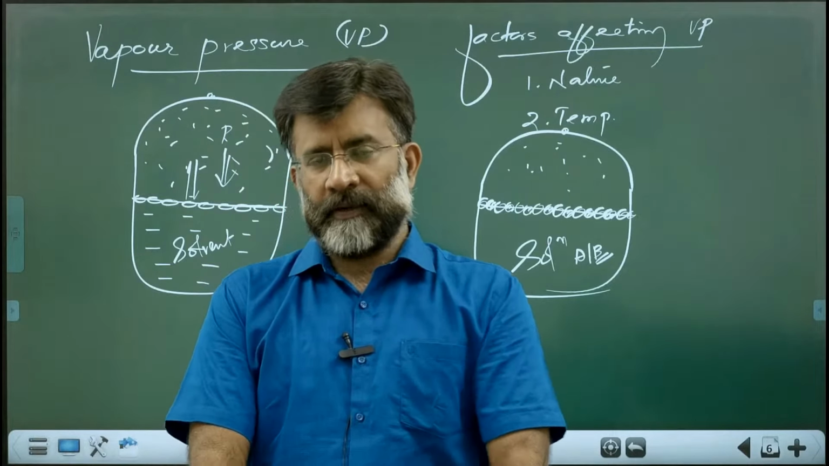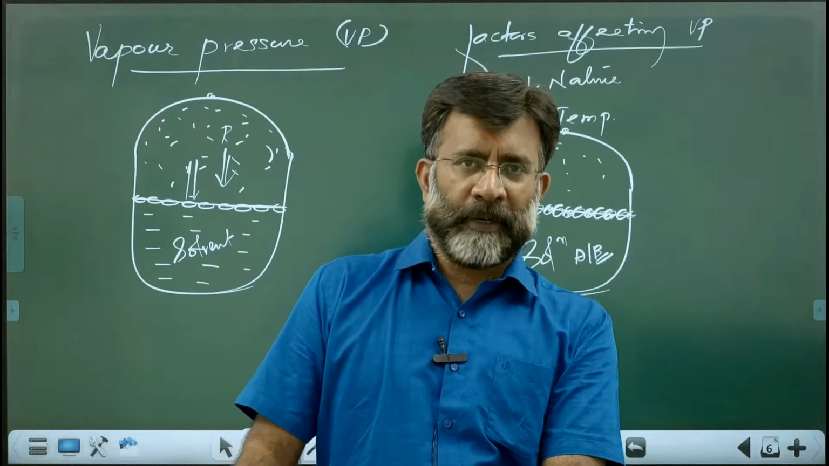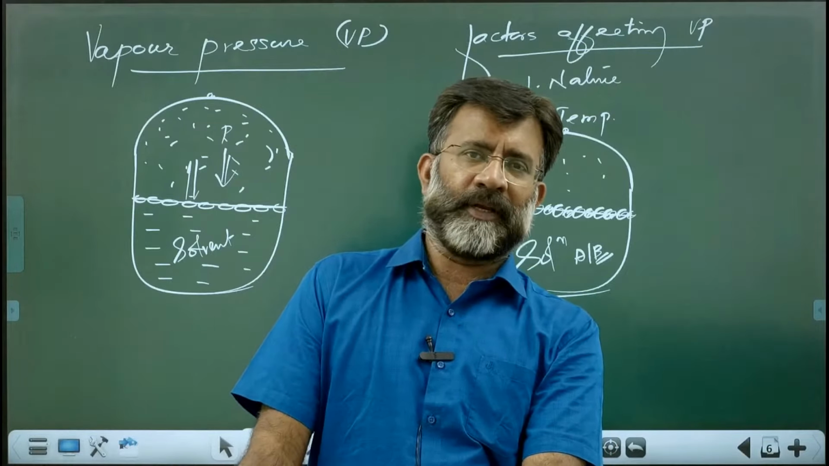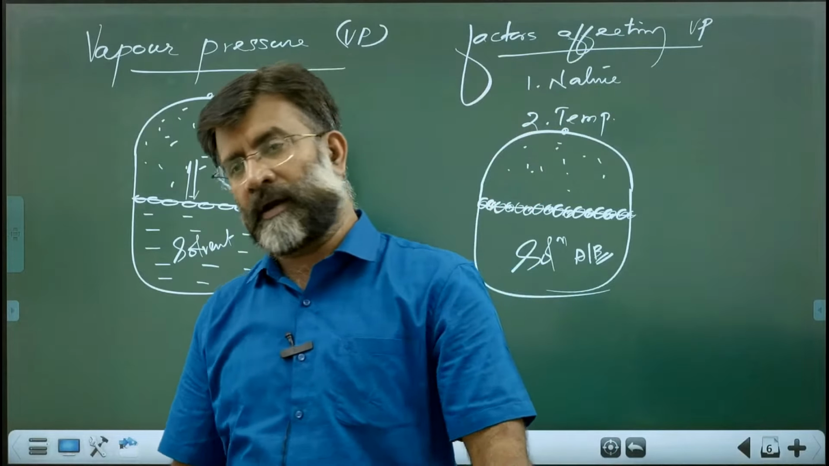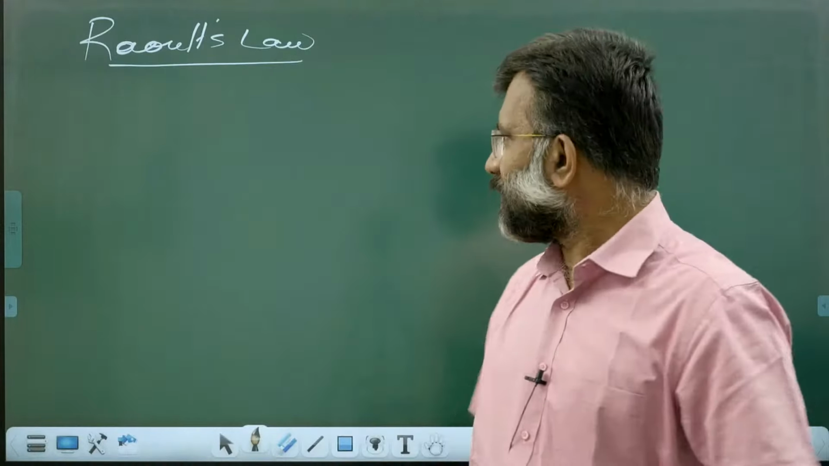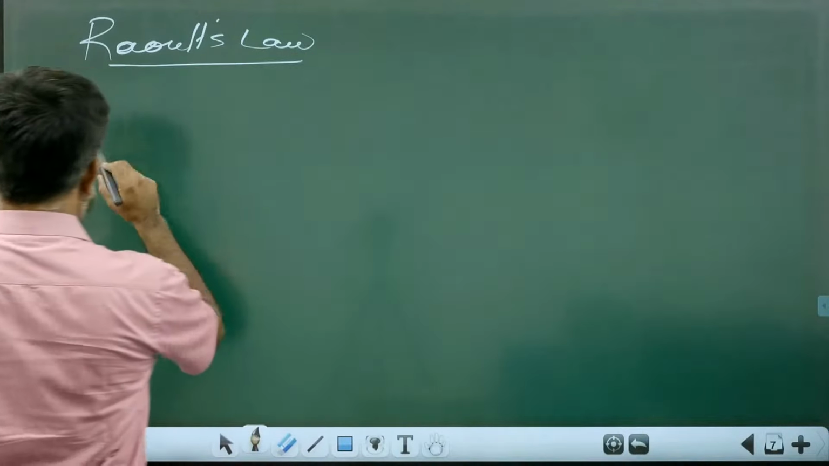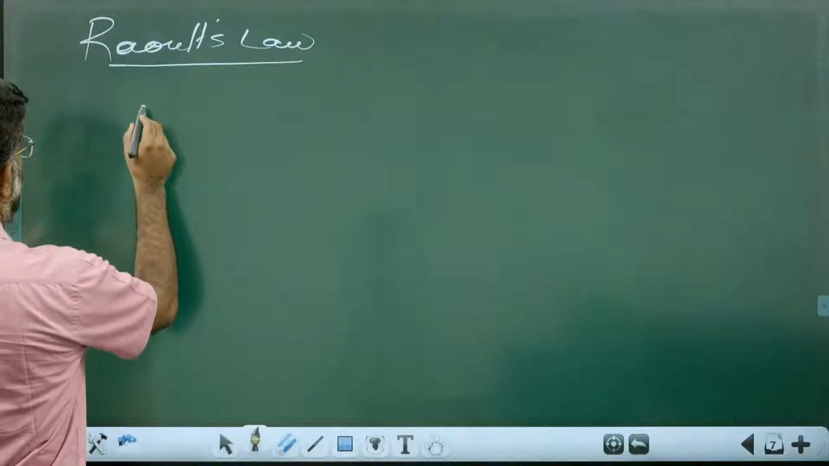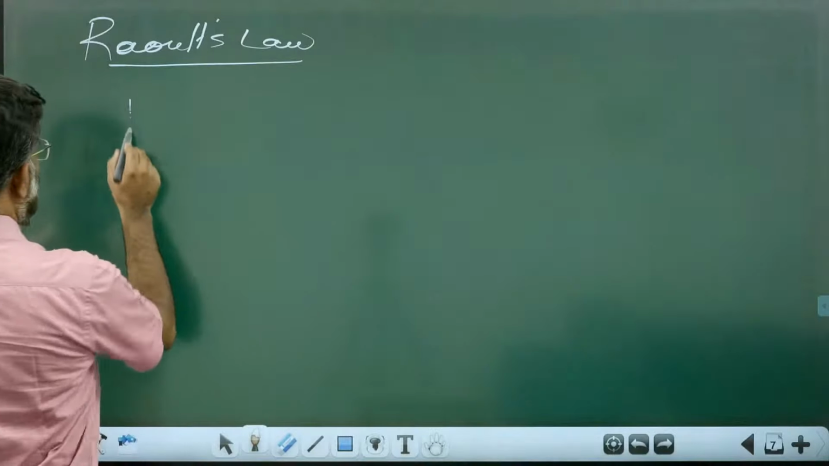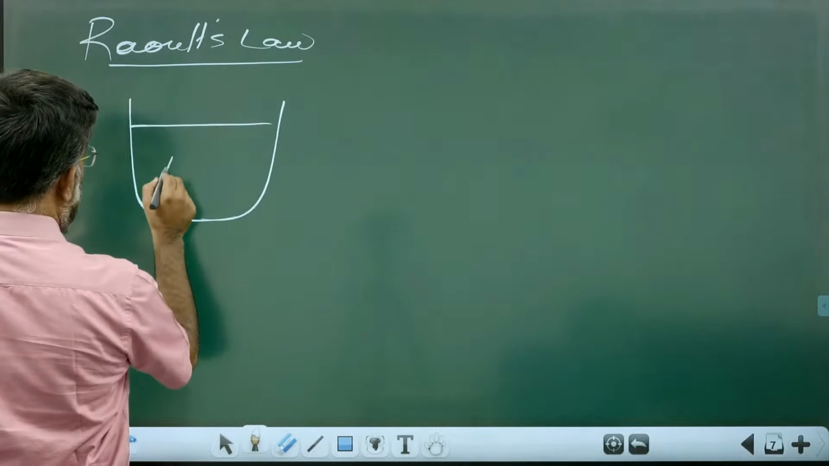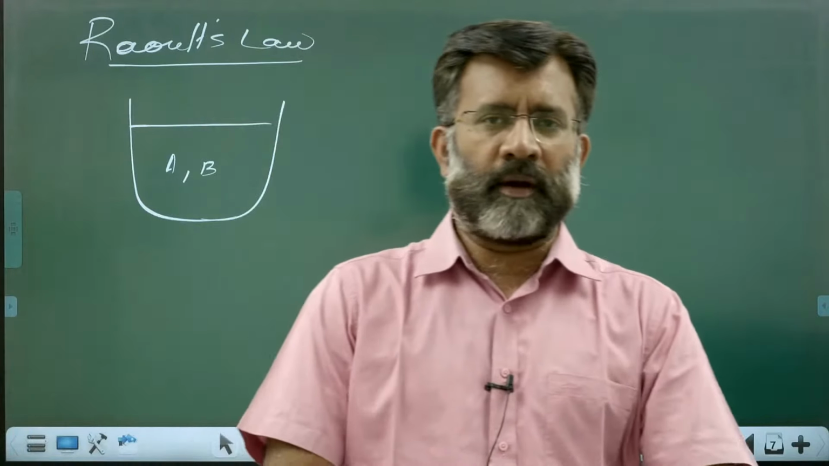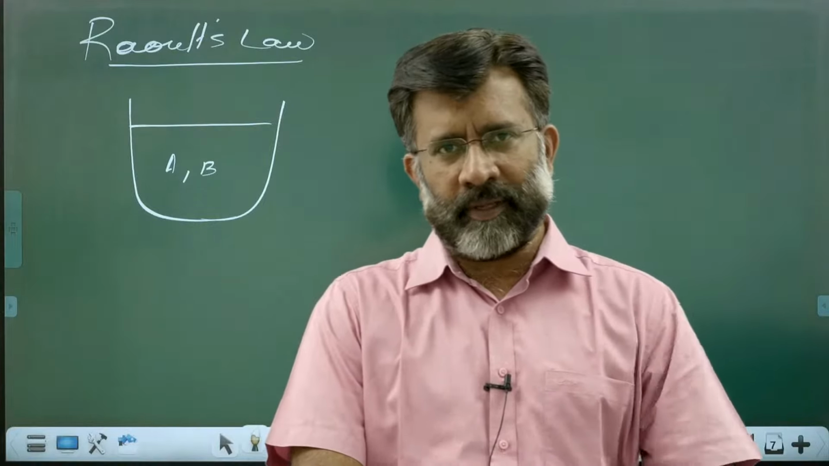The contribution of vapor pressure in a solution can be explained by another law that is called Raoult's law. The next is Raoult's law. Raoult's law states that suppose in a solution there are two components A and B. Imagine both are volatile components, two components in a solution, a binary solution A and B, right?